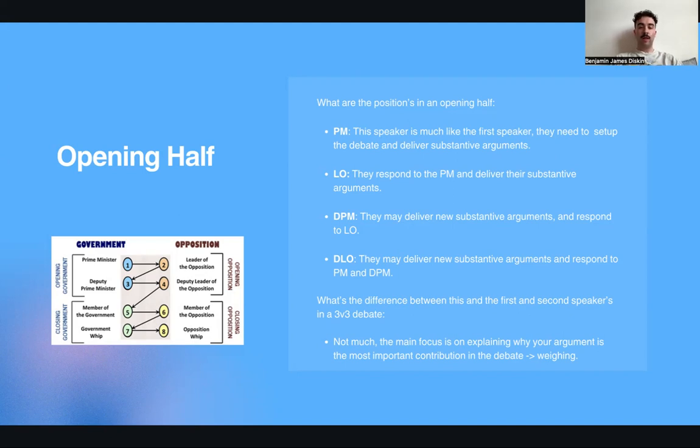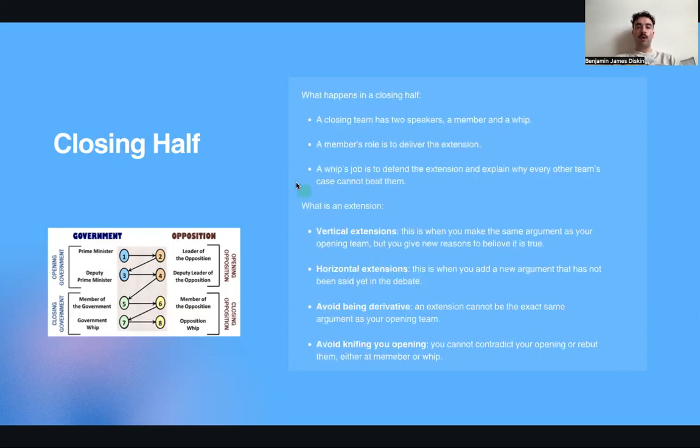So what we'll do now is discuss the much more complicated part of BP debating, which is the closing half. That's when closing government and closing opposition get up to speak. So what actually happens in a closing half? Well, the easiest way to start is to make reference to what has already happened. There have already been 2 teams, the opening government, who is supporting the motion, and the opening opposition, who is opposing the motion, deliver some substantive arguments and discuss a number of important ideas in the debate.